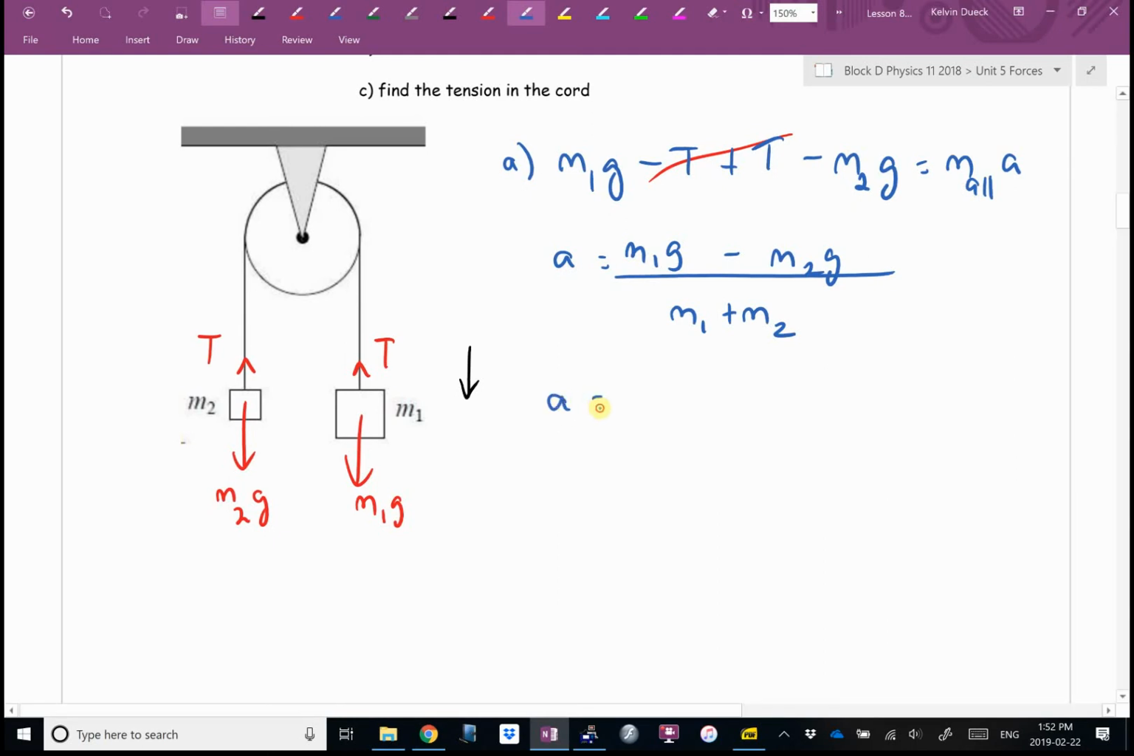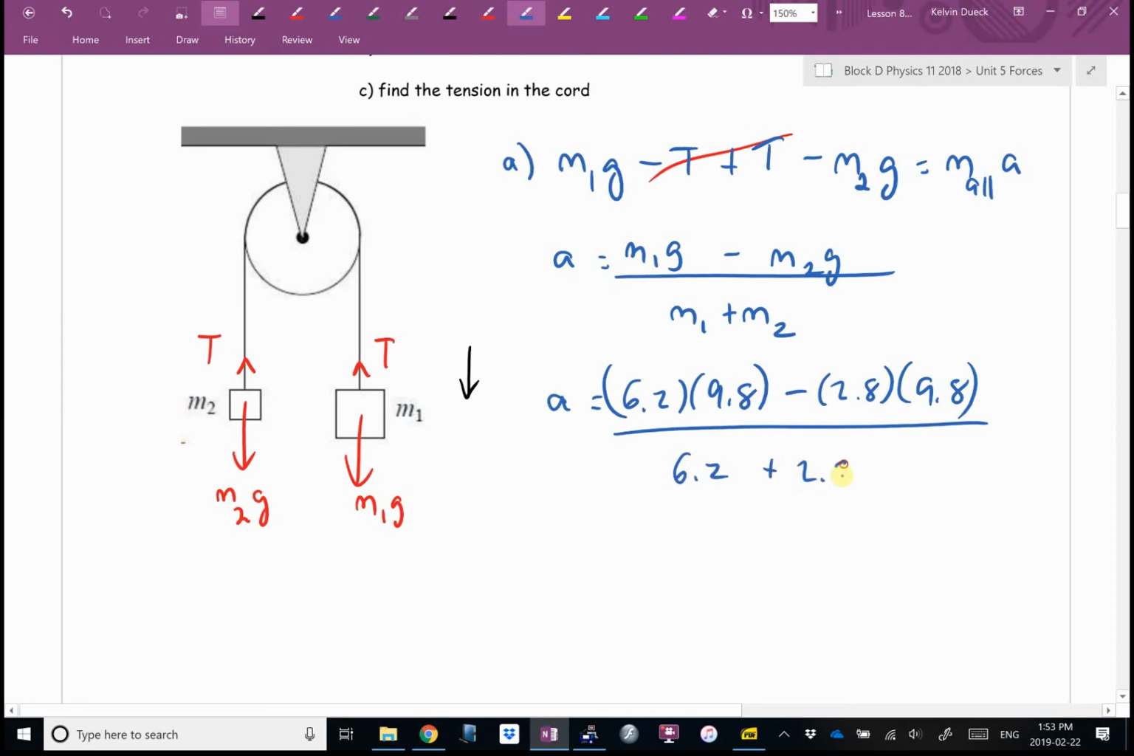So, Savannah, what was M1? Thank you. G, I know, is 9.8. You've all probably memorized that, even though you didn't try to. What was M2? I've scrolled down. 2.8. G is 9.8. And on the bottom, it's going to be 6.2 plus 2.8.